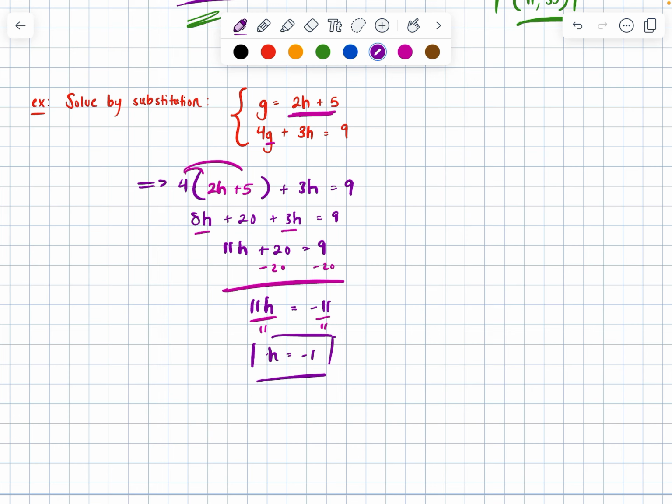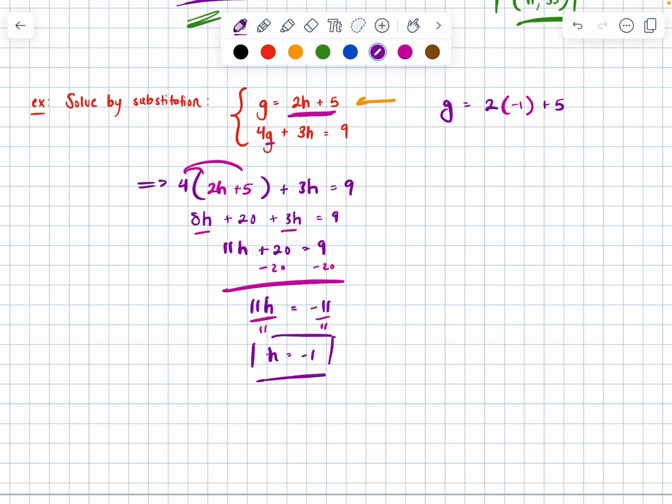Alrighty. If I'm thinking strategically, my goal is to find g. Notice that the top equation already has g by itself, which means that of the two equations, this is probably the easier equation for me to substitute this value of h back into. So by substitution, I'm going to take g equals 2h plus 5, and I'm going to replace that h with the value negative 1 that I just found below.